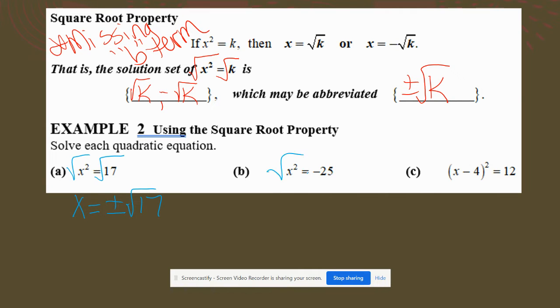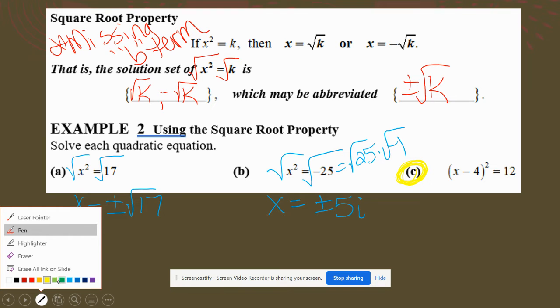Letter B, square root each side. We have x is equal to plus or minus. Let's see, the square root of 25, we can change to the square root of 25 times the square root of negative 1. The square root of 25 is 5. The square root of negative 1 is i. So our solution is x is equal to plus or minus 5i. I would star letter C for note card purposes.